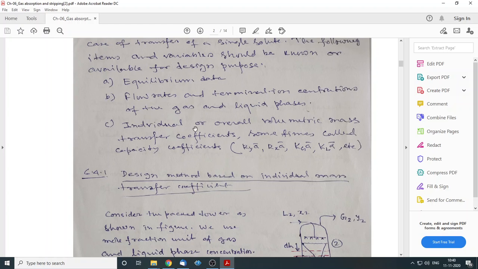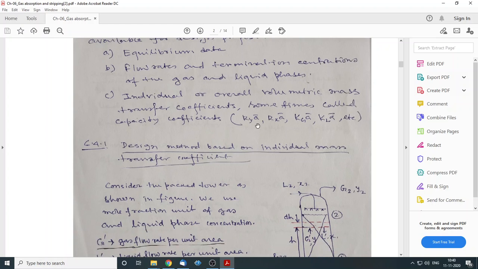And also with this, individual and overall volumetric mass transfer coefficients, sometimes called the capacity coefficient: Kya, small kya, kxa, capital Kga, Kl, etc. These are the mass transfer coefficients which we discussed in detail in chapters 3 and 4. These mass transfer coefficients are always required, and we have already learned this.